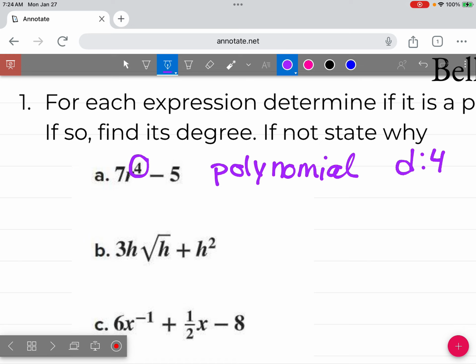What about for B? Is this a polynomial? Why not? Yeah, we've got a letter in the radical. That's our problem.